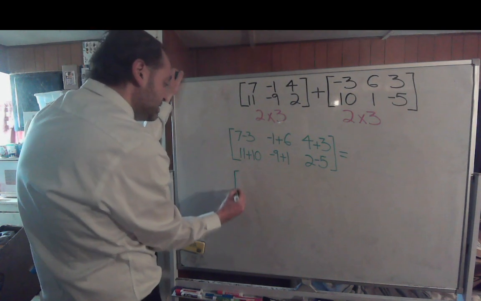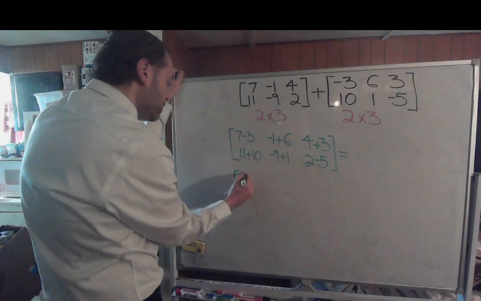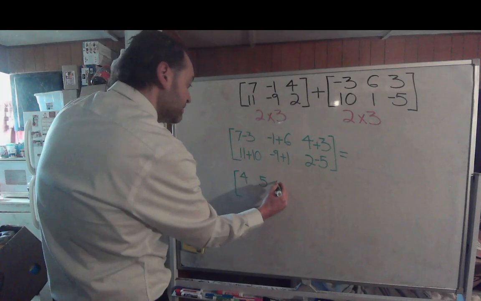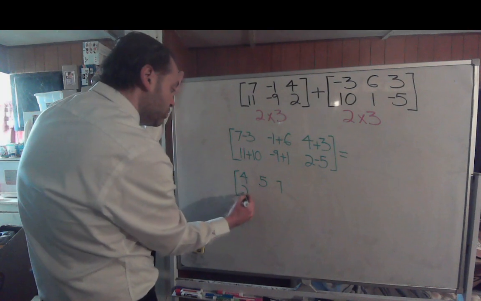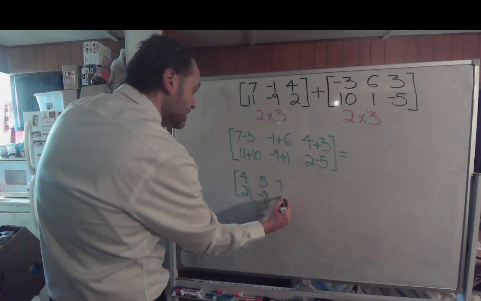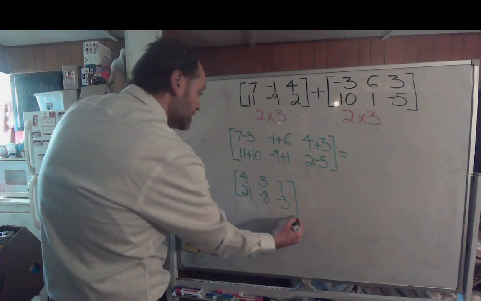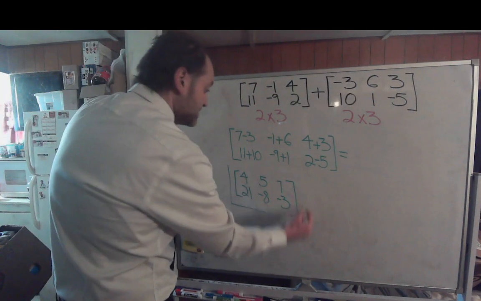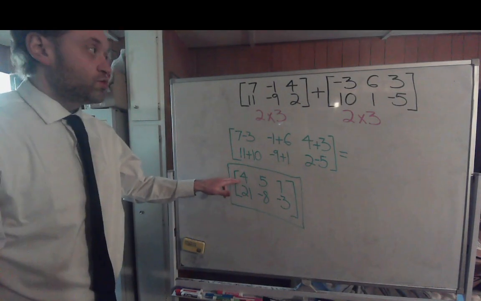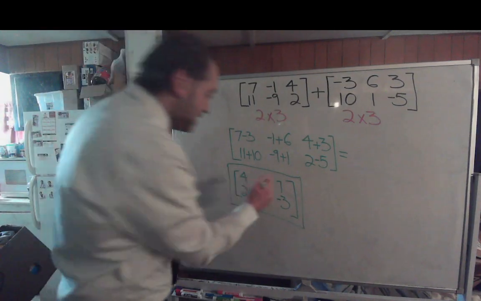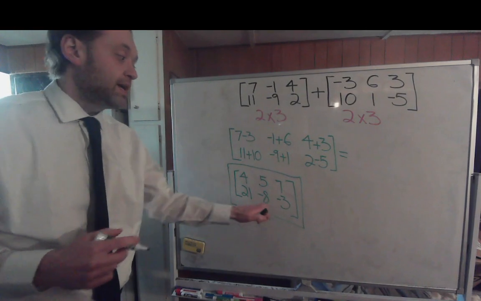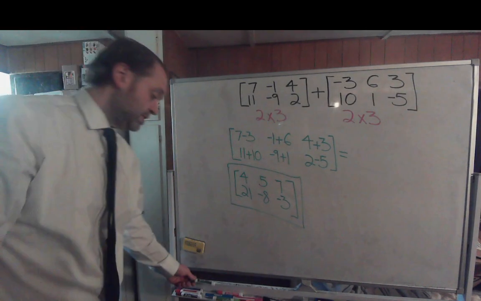You would end up getting the matrix 4, 5, 7, 21, negative 8, and negative 3. Which is also coincidentally a 2 by 3 matrix. So the resulting matrix will be 4, 5, 7, 21, negative 8, and negative 3 when you add these two together.